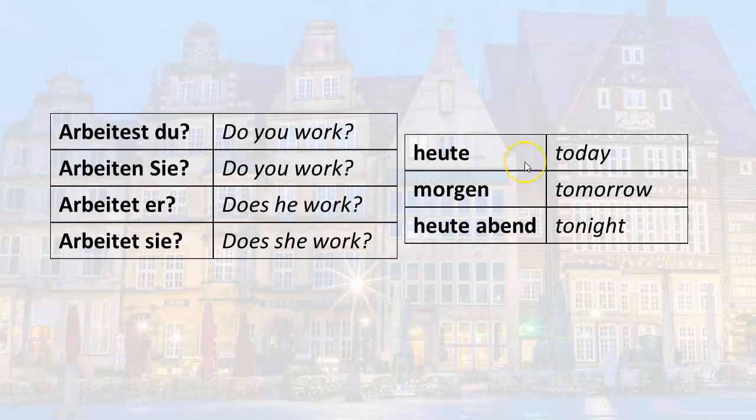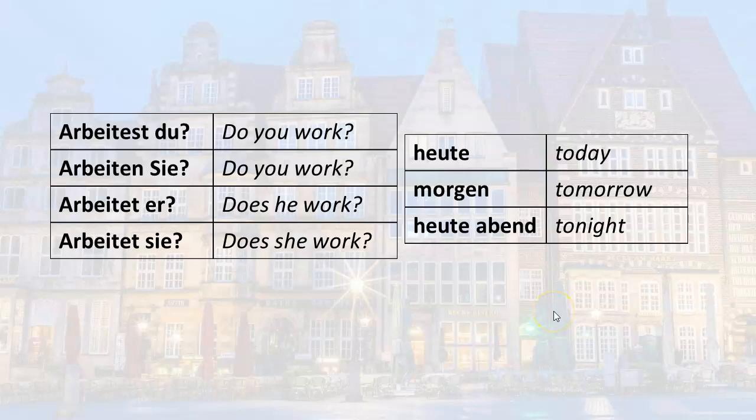Do you work today? Arbeitest du heute? Do you work tomorrow? Arbeitest du morgen? Do you work tonight? Arbeitest du heute Abend? Do you work today with the formal you? Arbeiten Sie heute? Do you work tomorrow? Arbeiten Sie morgen? Do you work tonight? Arbeiten Sie heute Abend?